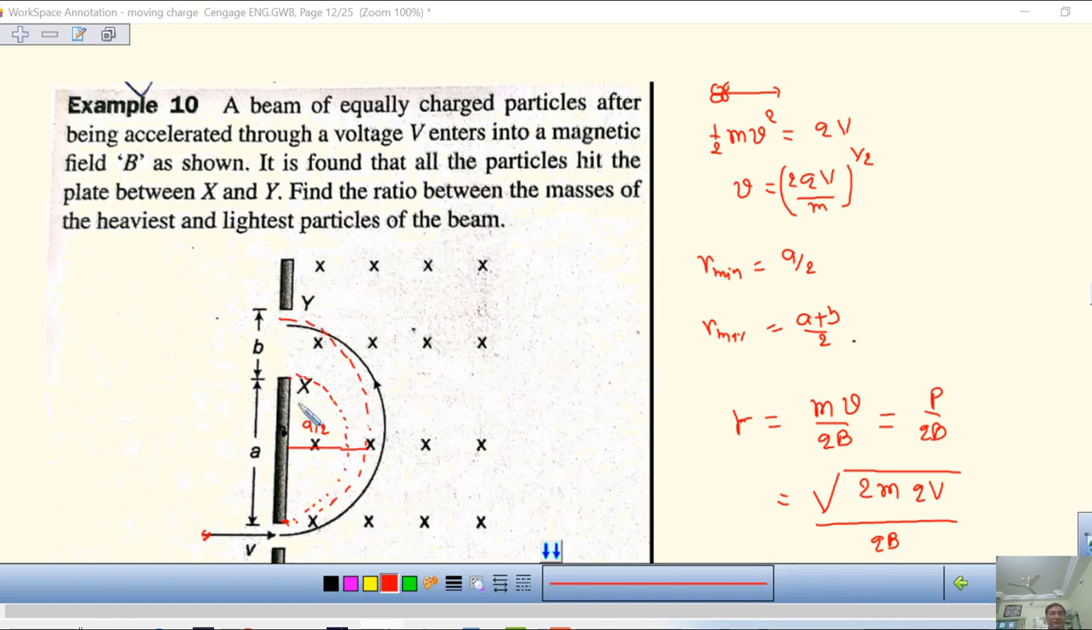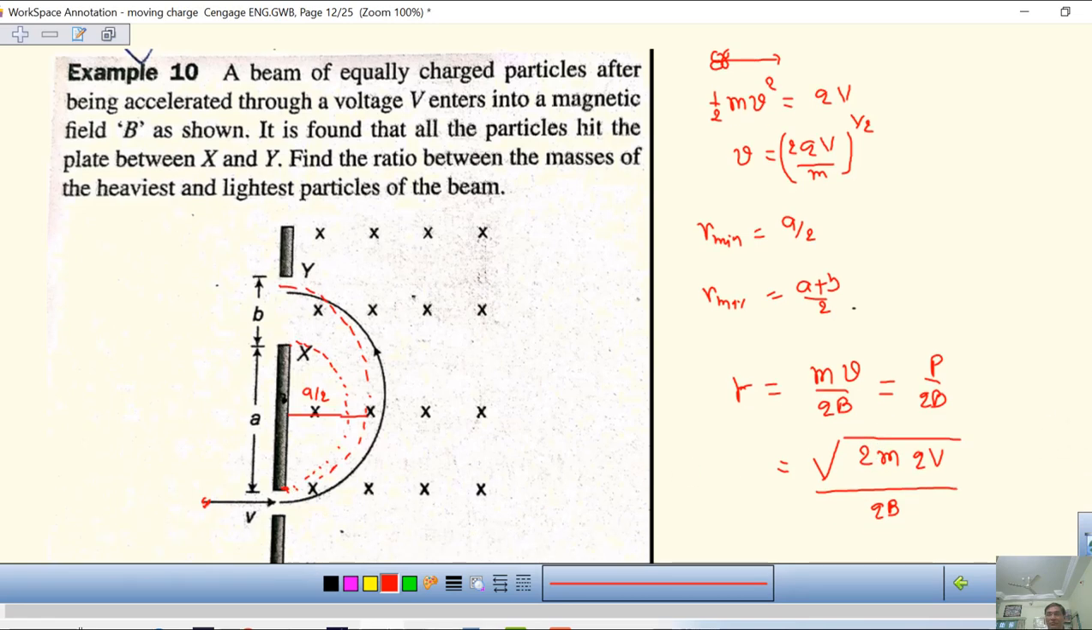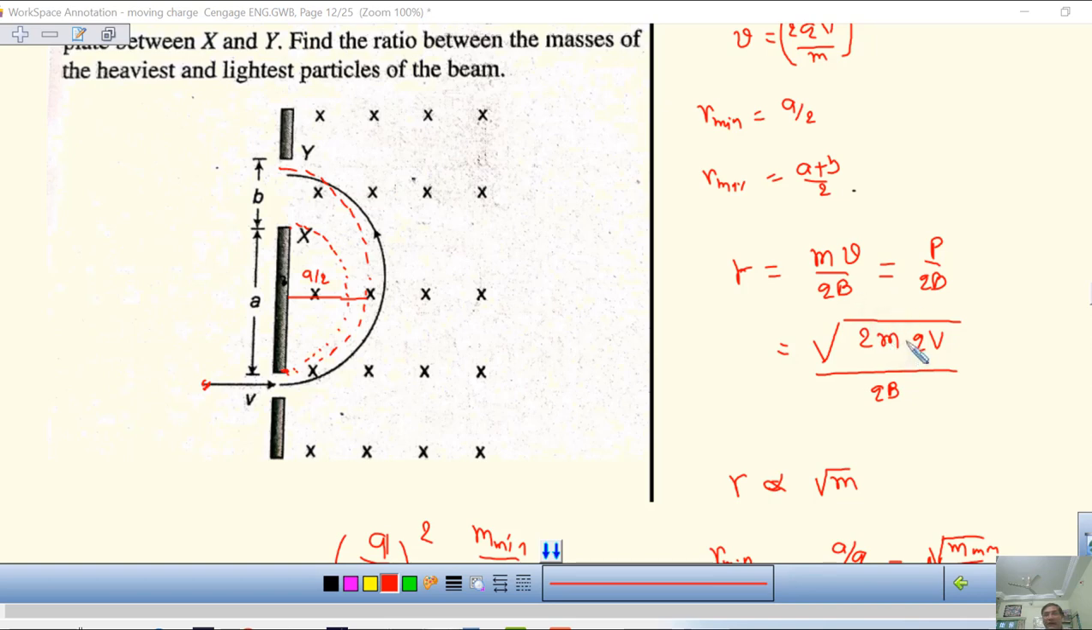So it's a very good problem. Here there was mixing. Now it can also be asked that they have different charge and equal mass. Then what I have to do is go up to here, everything remains the same, and now Q is variable. So r is proportional to 1 upon root Q. So now you can find the ratio of the charge minimum to charge maximum.